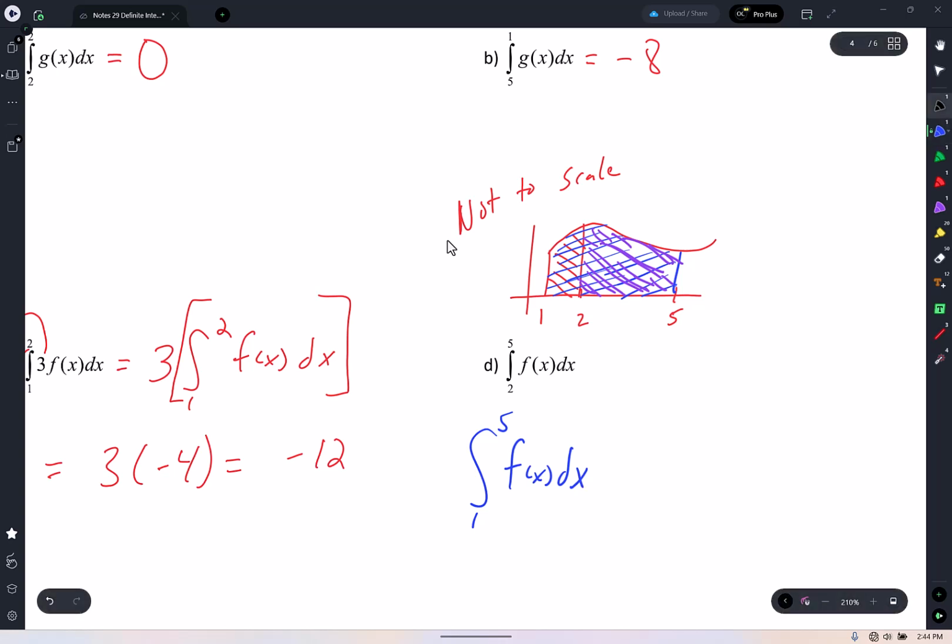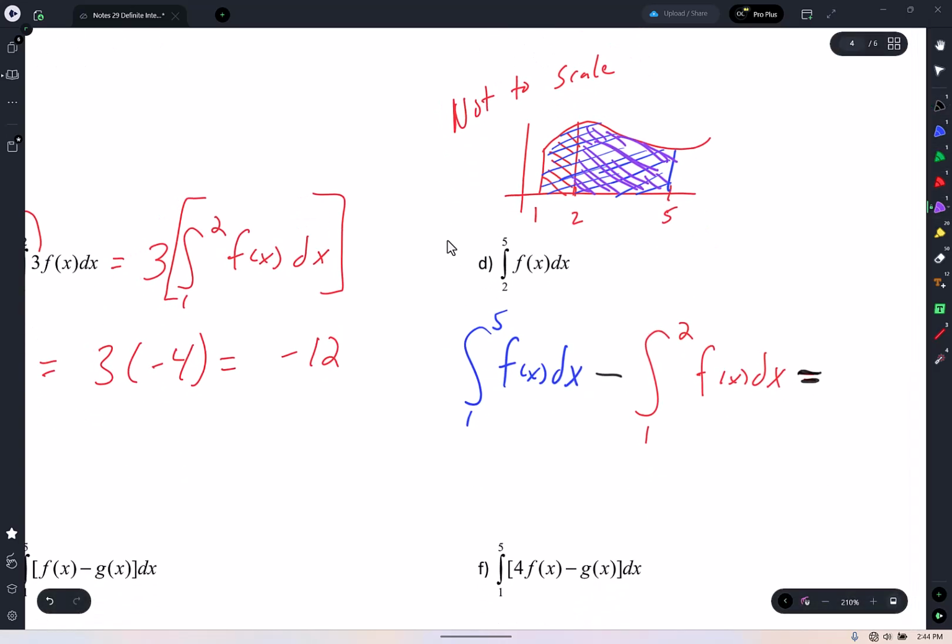And I'm going to subtract, so neutral is black. I'm going to subtract the red, which is integral from 1 to 2 of f of x dx. And what will this give you? This will give you the stuff in purple. Let me put the equal sign in black. This will give you the stuff in purple, which is integral from 2 to 5 of f of x dx. Does that make sense? Okay.